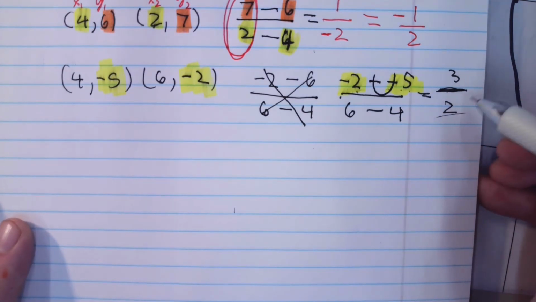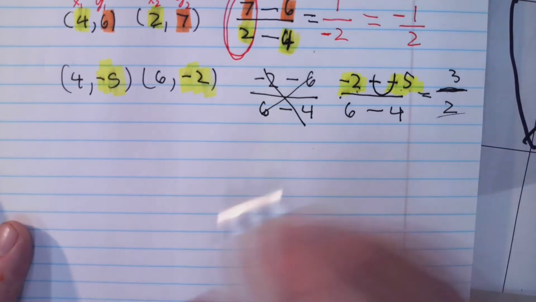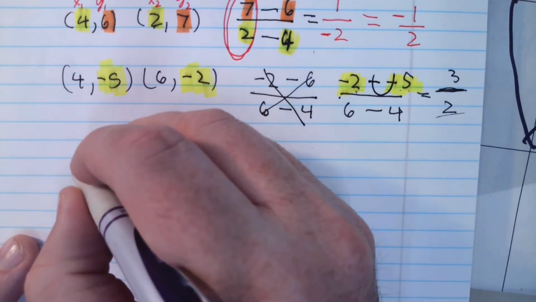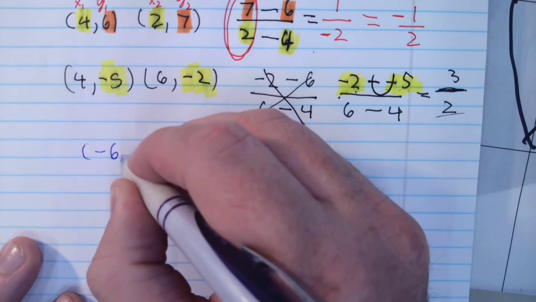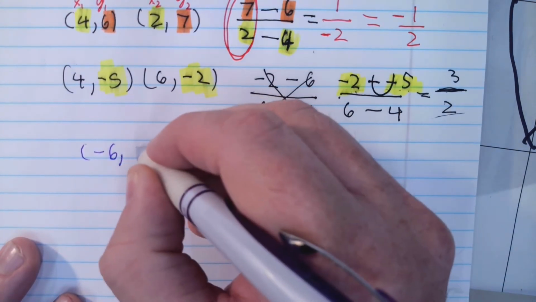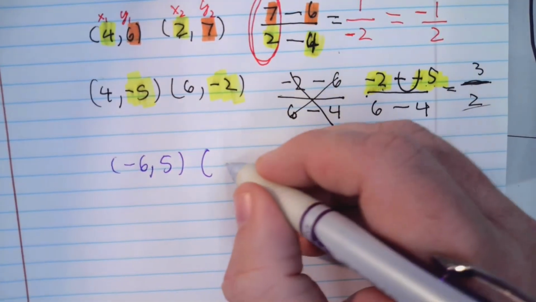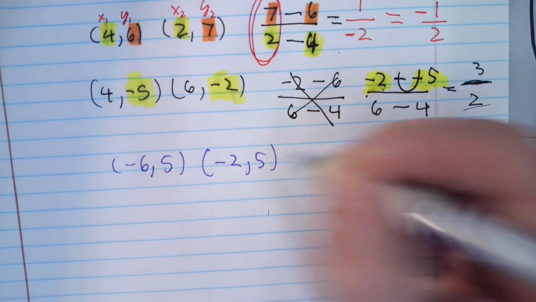Do I need to do anything with this fraction? Is it simple? Is that my answer? Okay. Let's try this one. -6, comma, 5. And yeah, you can see it this time. We'll call this -2, comma, 5. Let's see what we get.